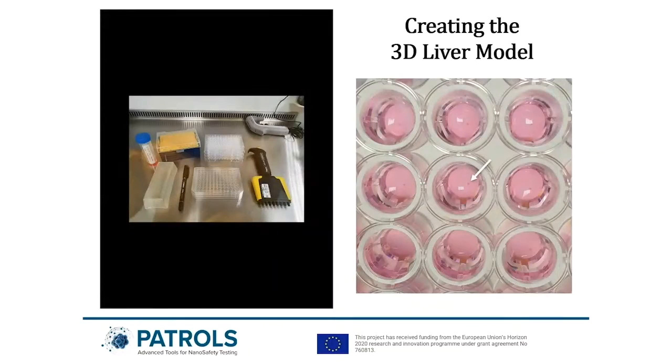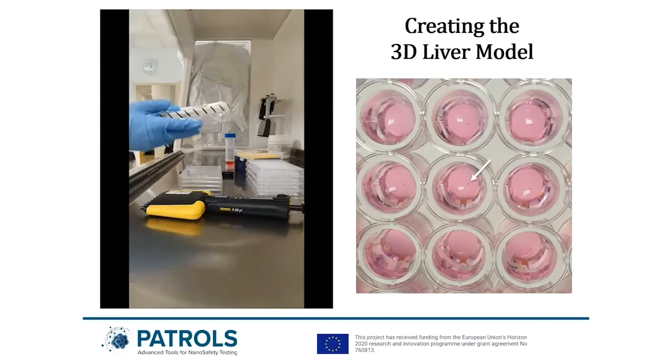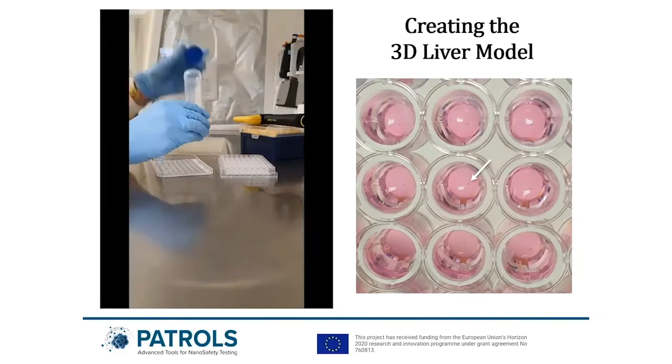So our model itself is established using a technique called the hanging drop method, which forms the 3D liver structures known as spheroids using gravity alone. So to help with the visualization of this process, I have a quick video to show you the technique we use for seeding the HepG2 cells into the hanging drops and to allow the spheroid formation process to begin.